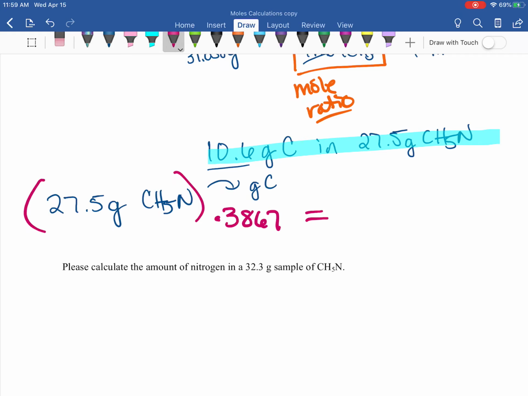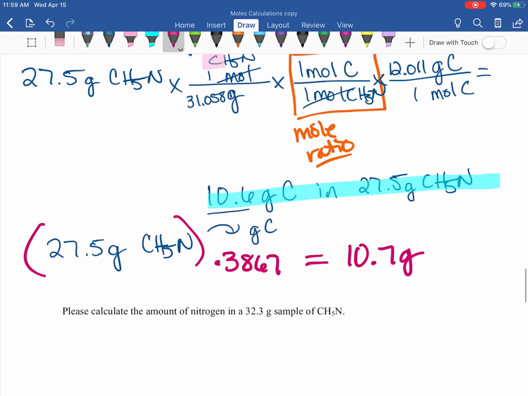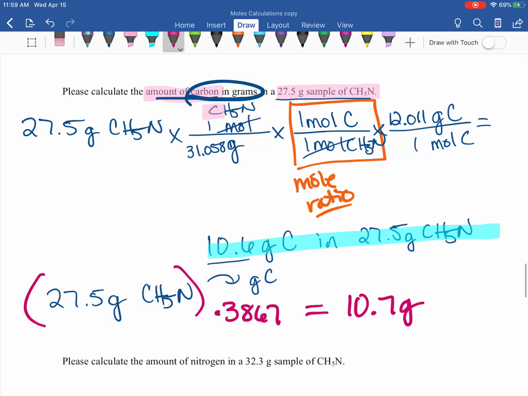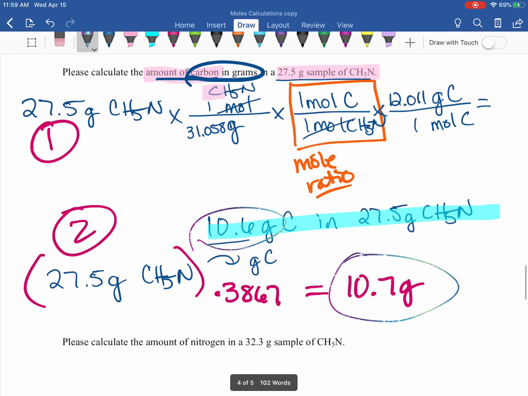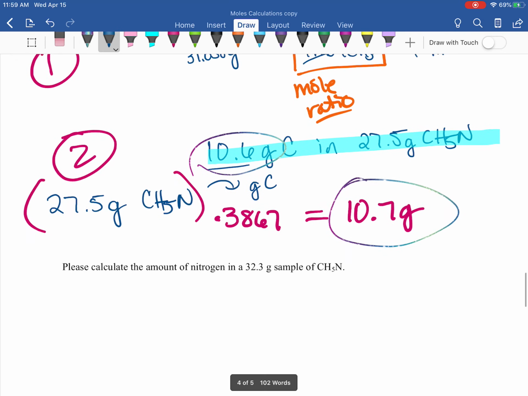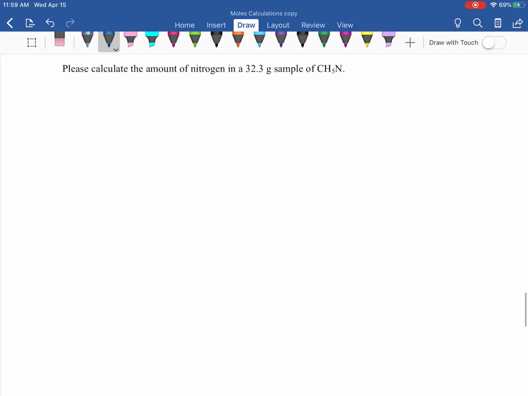Let's see, 27.6 times 0.3867. Oh, let's go. Look at that. I just got 10.67. Awful darn close. If I round that, I would get 10.7. Now, on a homework or on an exam, could you do either one of these? Absolutely. You could do number 1 or number 2, and look at our answers. They deserve a sparkle pen. They are almost the same.